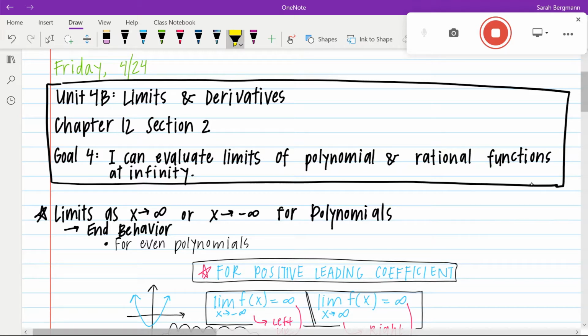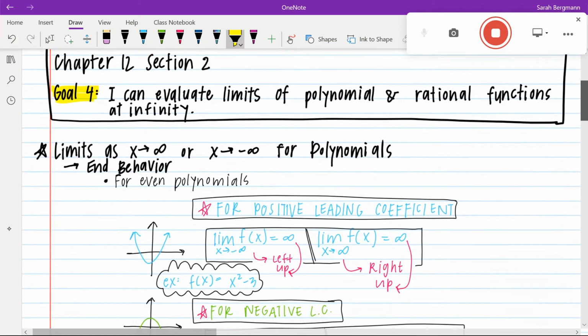Today what we're learning is Goal 4. We're in Chapter 12, Section 2, and we're basically looking at evaluating limits of polynomial and rational functions at infinity. We've already looked at this graphically and numerically. Now we're just going to look at it from an algebraic perspective. So just a quick review.